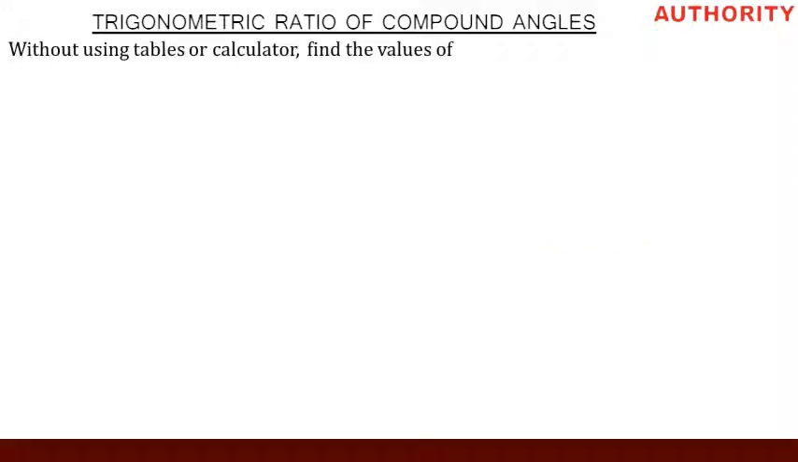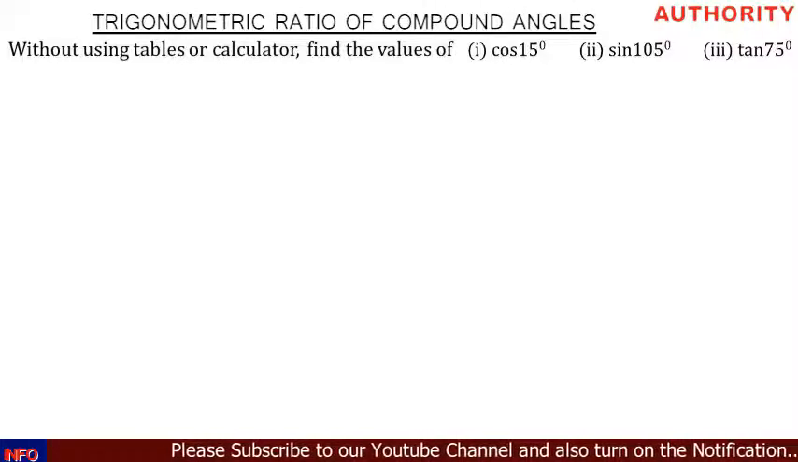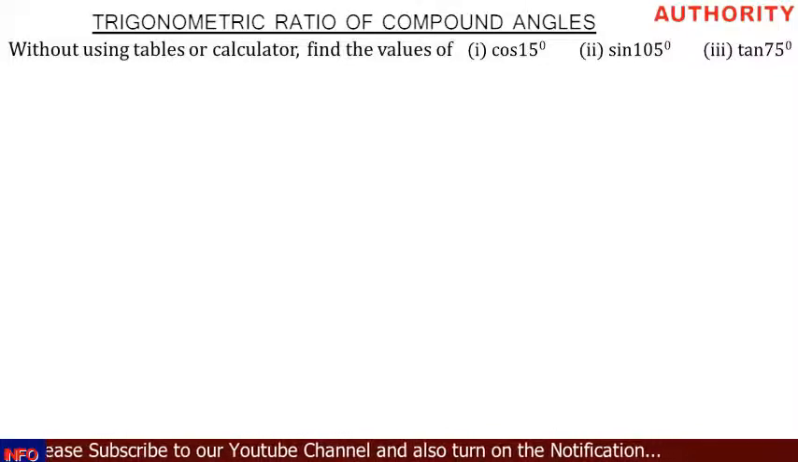Without using table or calculator, find the value of cos 15 degrees, sine 105 degrees, and tan 75 degrees. Yes, we want to find the true value of cos 15 degrees, sine 105 degrees, and tan 75 degrees.